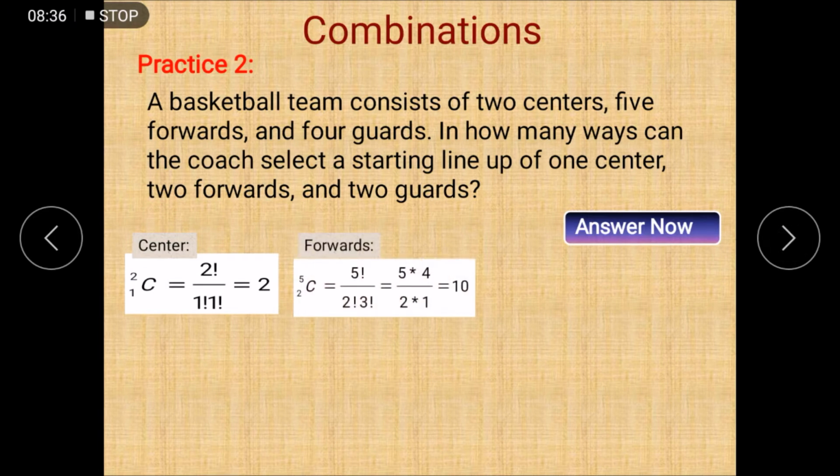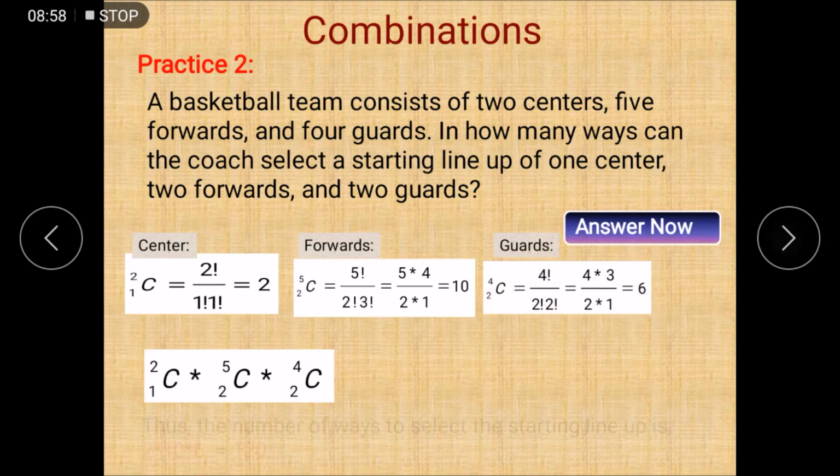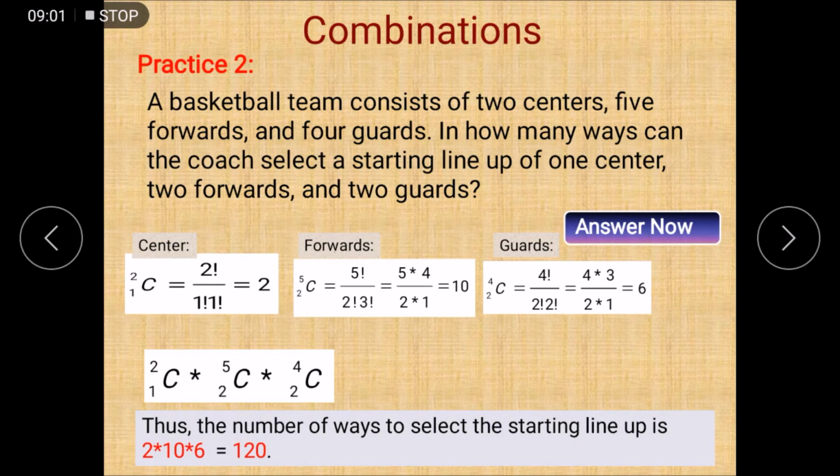Then to choose the forward, you have 5 trained and you only need 2 in the competition, so 5C2. Then third one, how to choose the guard. You have 4 guards and you only need 2, so 4C2, same thing, which gives 6. So finally you have to multiply all together. This is the fundamental counting principle. When we multiply together, it is 120 possibilities.